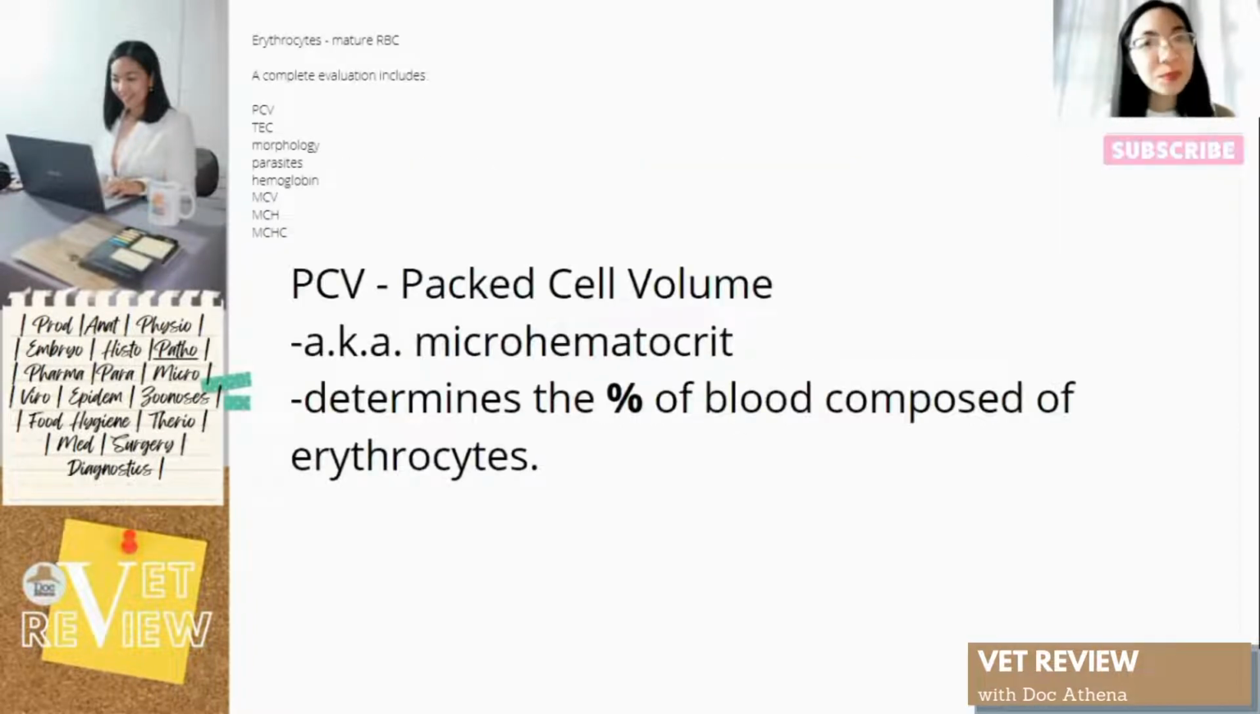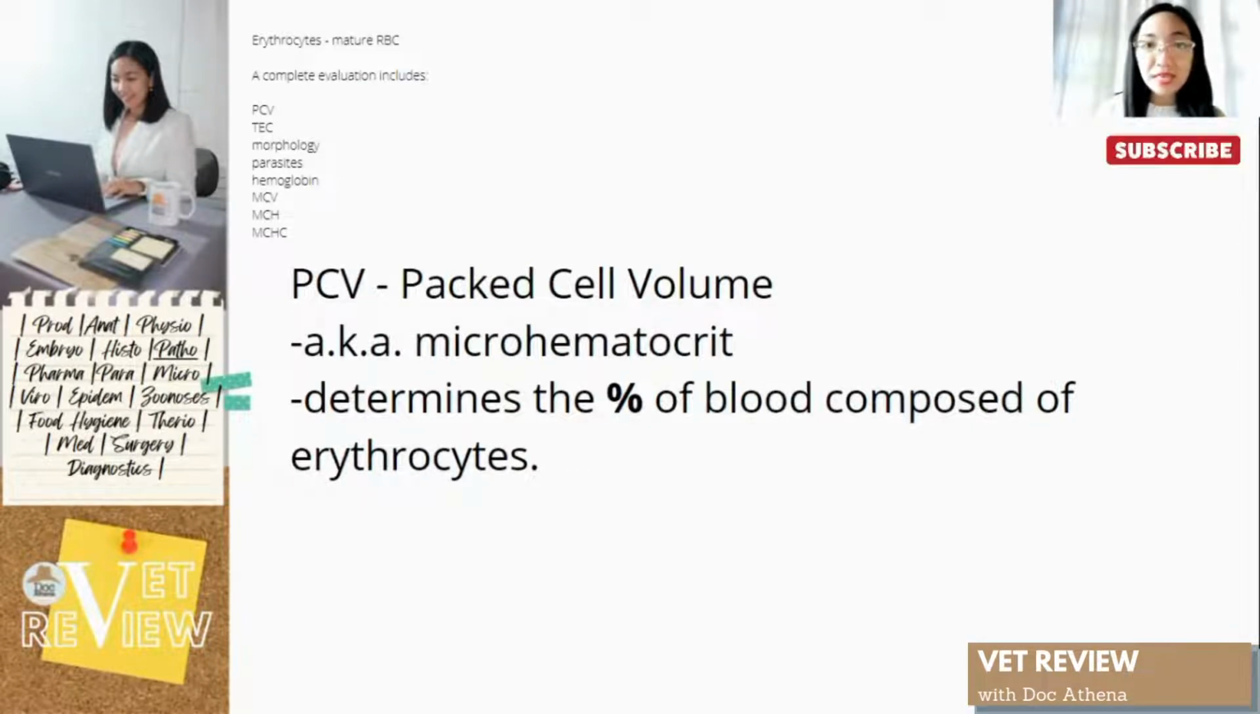All right, so what is PCV? This is packed cell volume. This is also known as microhematocrit. That's why the little tube that we use in the laboratory to collect the blood and run in the centrifuge is called a microhematocrit tube. And this determines the percentage of blood composed of erythrocytes.